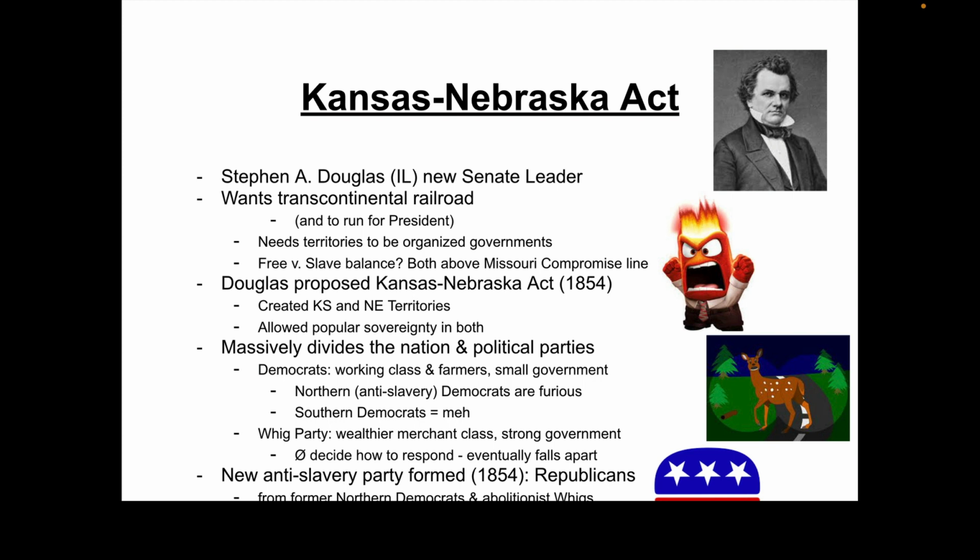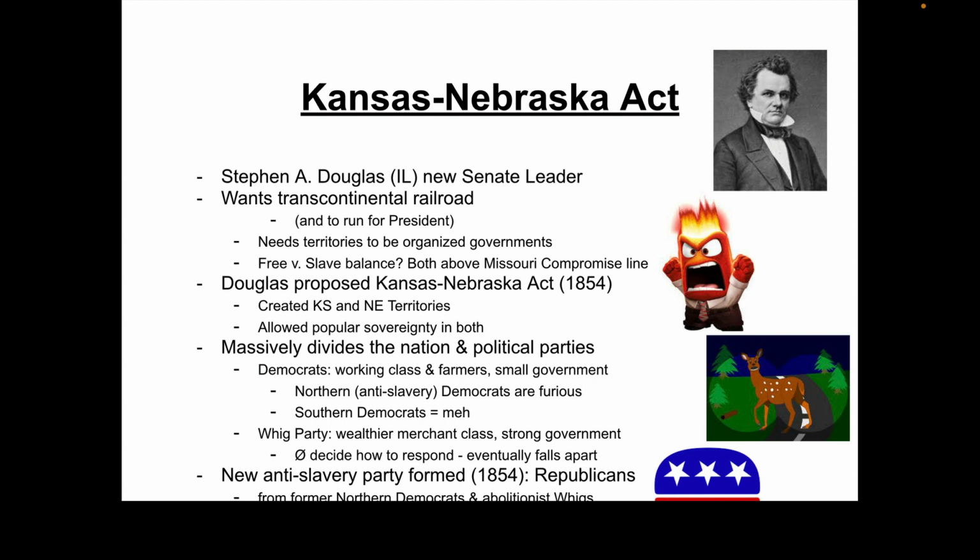So Stephen A. Douglas's whole approach is like, we'll just let the people of Kansas and Nebraska decide for themselves. He's like, hey, that way I don't have to take a stand on it. If they want to be a slave state, that's fine. They want to be a free state, that's fine. I don't make anybody angry. Both the South and the North will like me, and I'll get my railroad. Win for everybody. That's at least his thought.